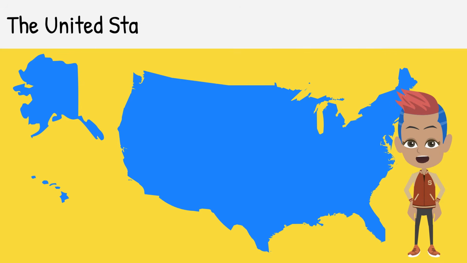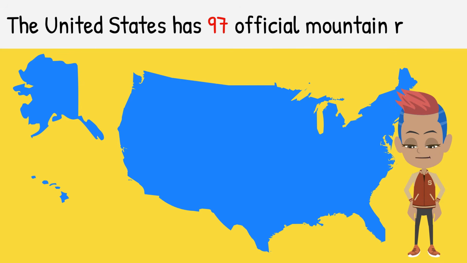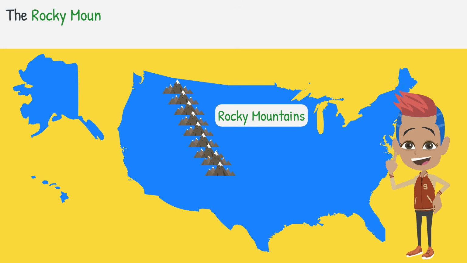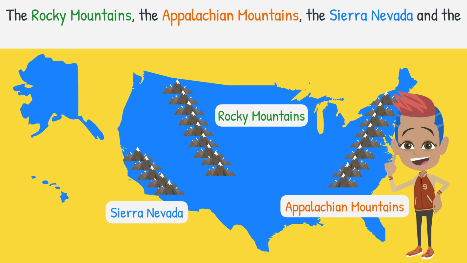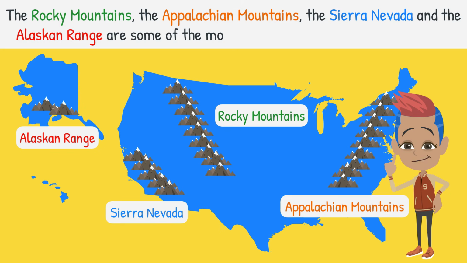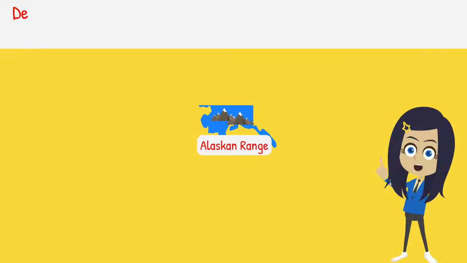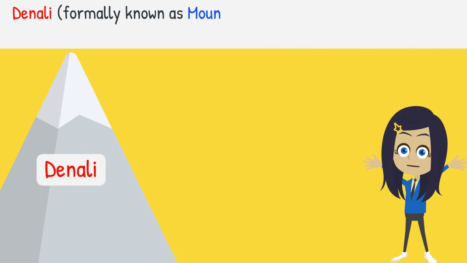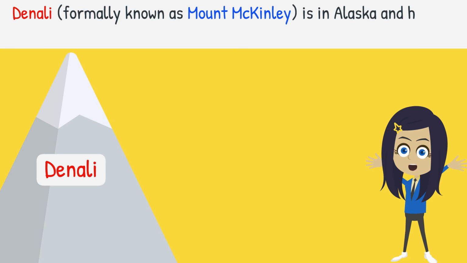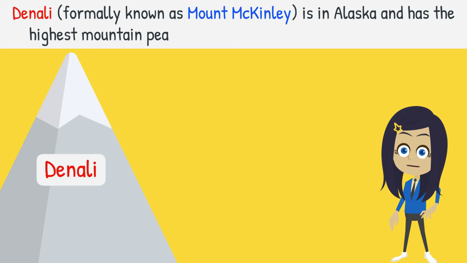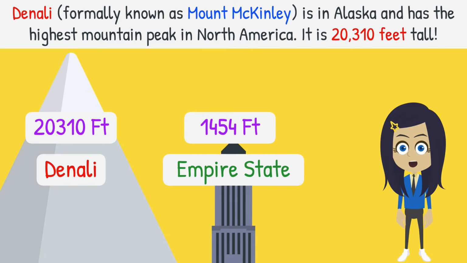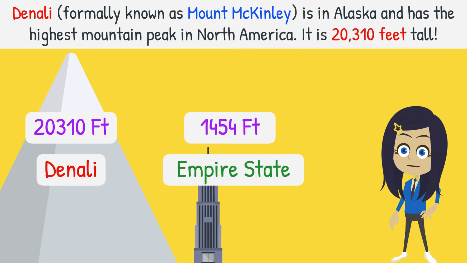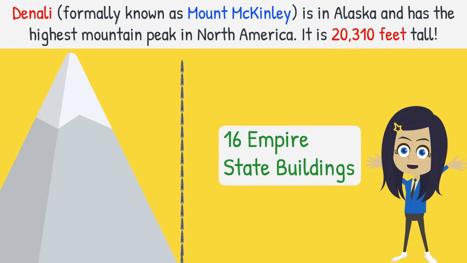The United States has 97 official mountain ranges. The Rocky Mountains, the Appalachian Mountains, the Sierra Nevada, and the Alaskan Range are some of the most well-known with the highest peaks. Denali, formerly known as Mount McKinley, is in Alaska and has the highest mountain peak in North America. It is 20,310 feet tall. That's the same height as 16 Empire State Buildings all stacked on top of each other.